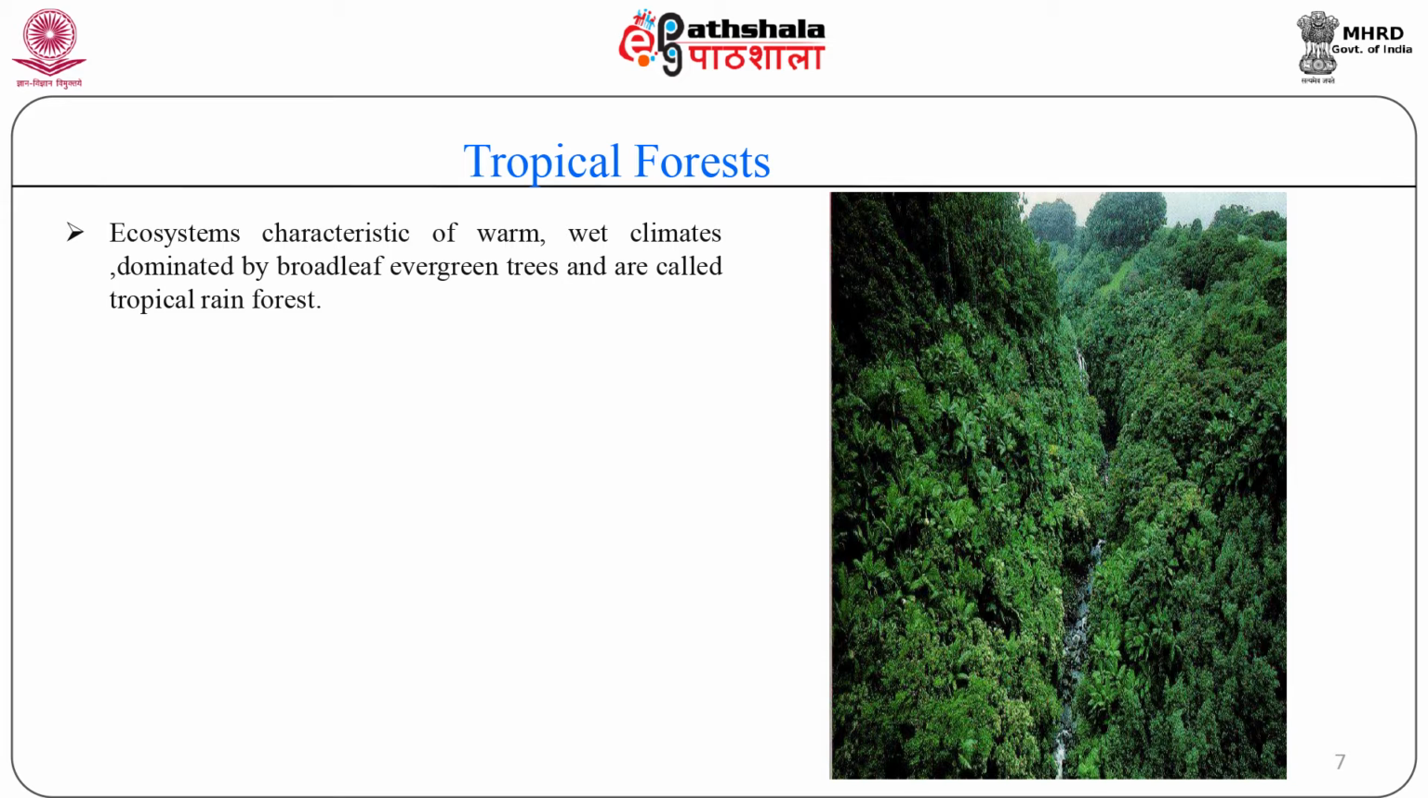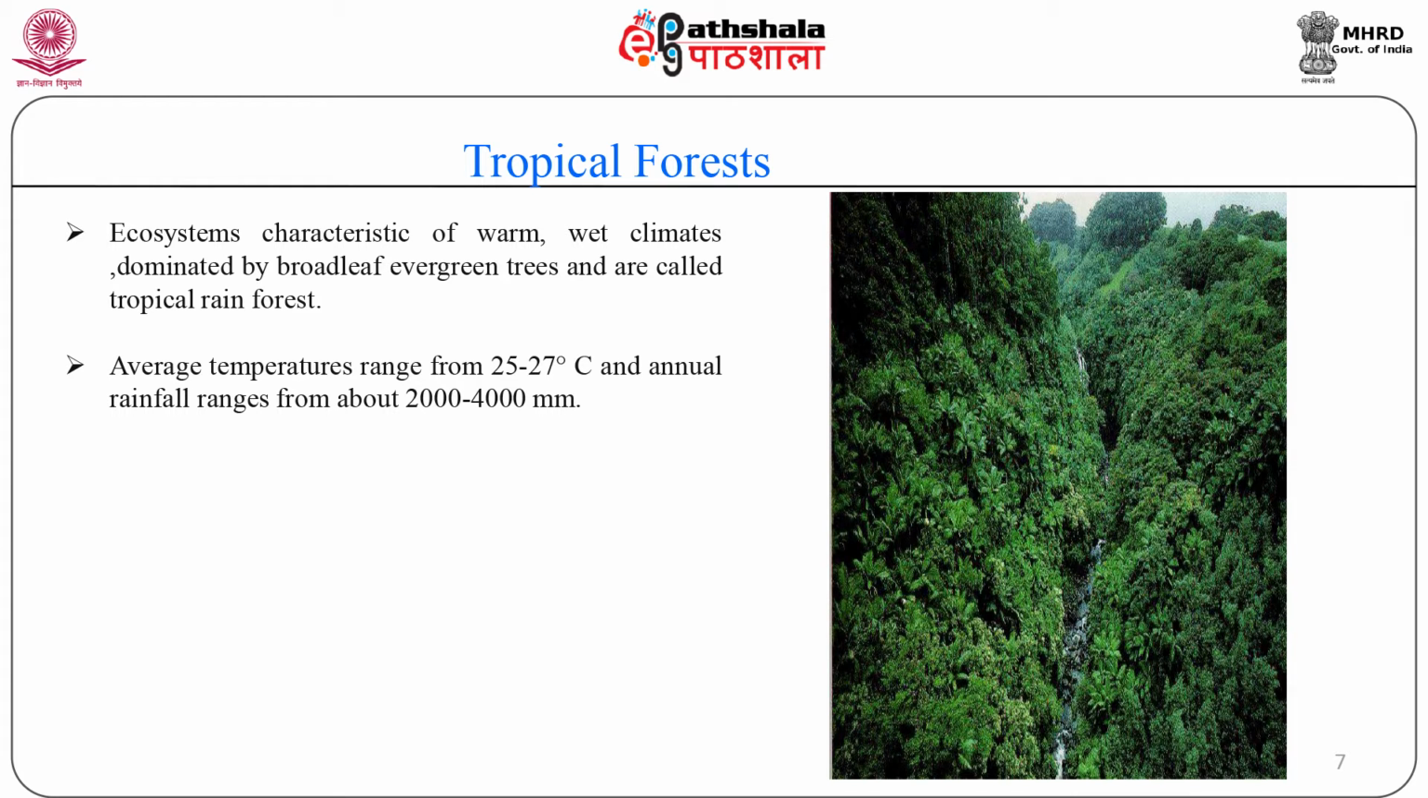Talking about the climate, tropical rainforests are restricted to warm temperatures and high rainfall areas at the equator between 10° north and south. Average temperatures range from 25 to 27 degrees centigrade and vary little from month to month. Annual rainfall ranges from about 2000 to 4000 millimeters.